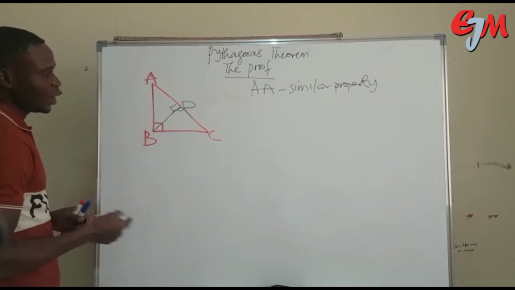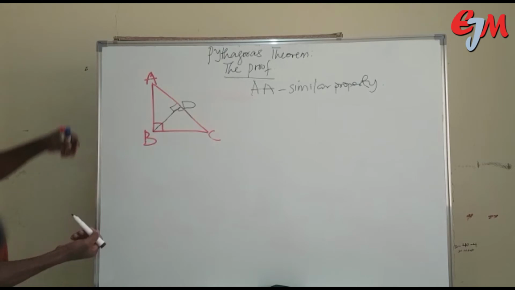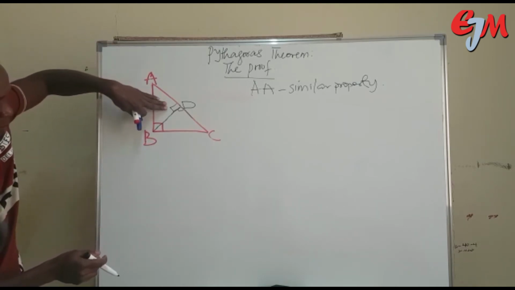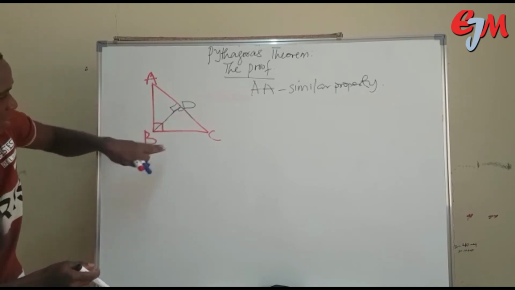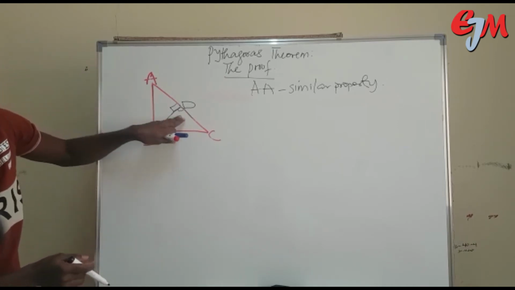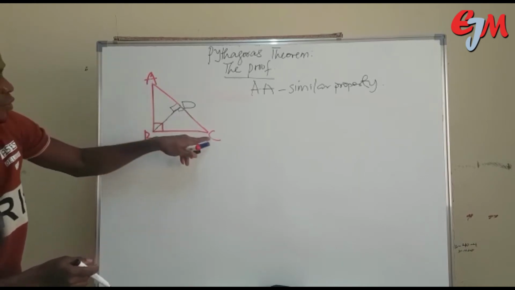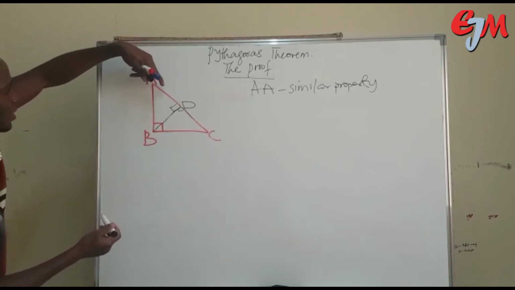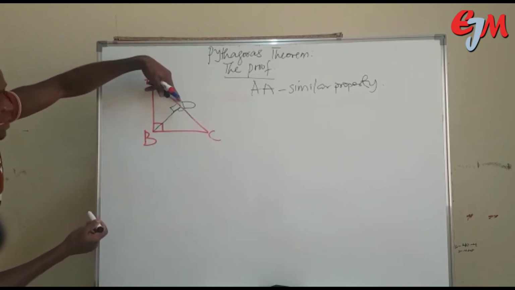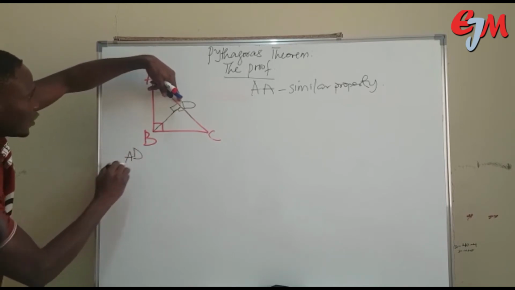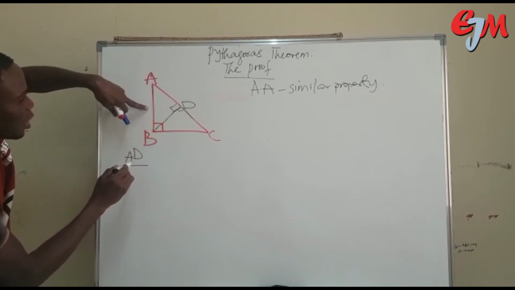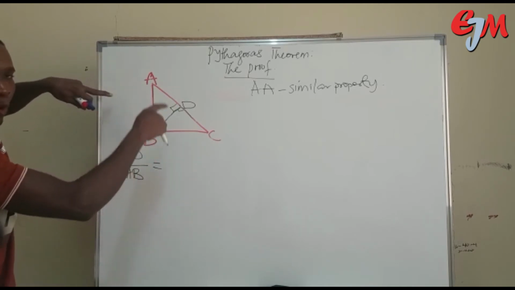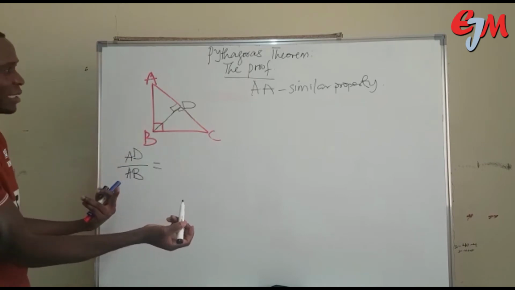And since they are similar, it means that from A to B is the hypotenuse of this particular one. B to C is the hypotenuse of this particular one. While A to C is the hypotenuse of the what? The biggest one. Alright, let us take it now, since they are similar, let's take one of the sides, AD, over the hypotenuse of the smaller one, AB, equal to the corresponding ratio in the bigger one, since they are similar. Are you getting the point now?